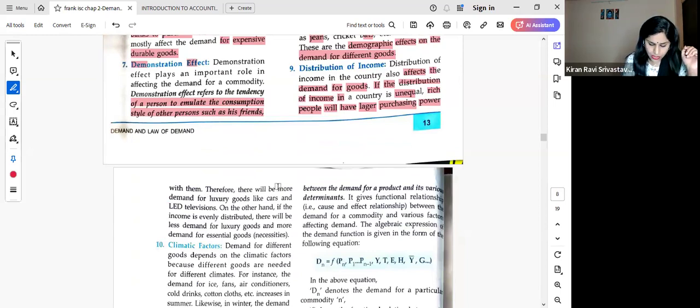Therefore, there will be more demand for luxury goods like cars and LED televisions. On the other hand, if income is evenly distributed, there will be less demand for luxury goods and more demand for essential goods.